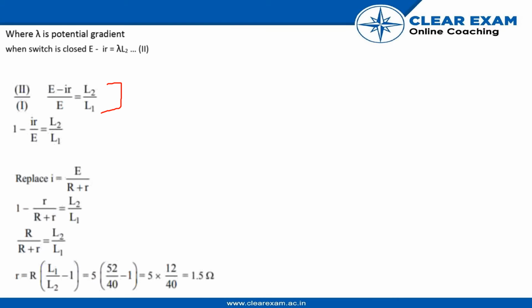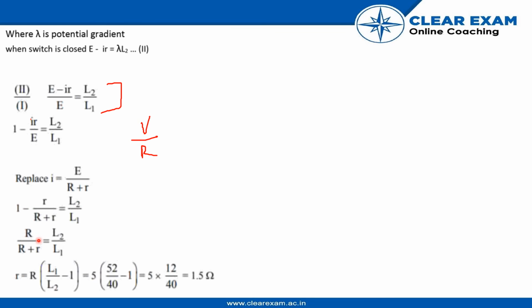We know I is equal to potential upon resistance. So the total potential in the circuit was E, right? And the total resistance of the circuit would be R plus r. So I can be replaced by E upon R plus r. Okay, so 1 minus r upon R plus r; E is cancelled in the denominator and numerator, is equal to L2 upon L1.